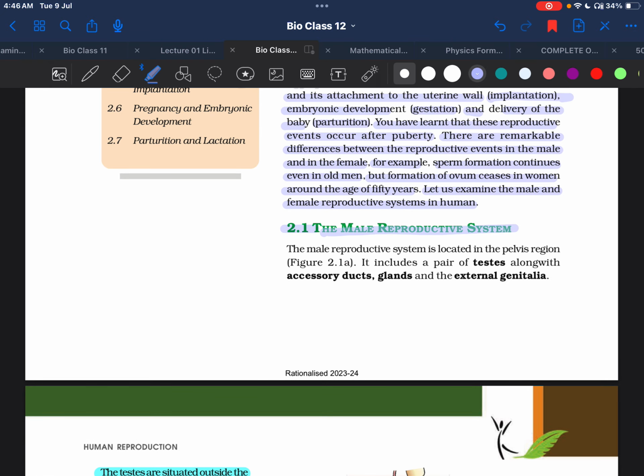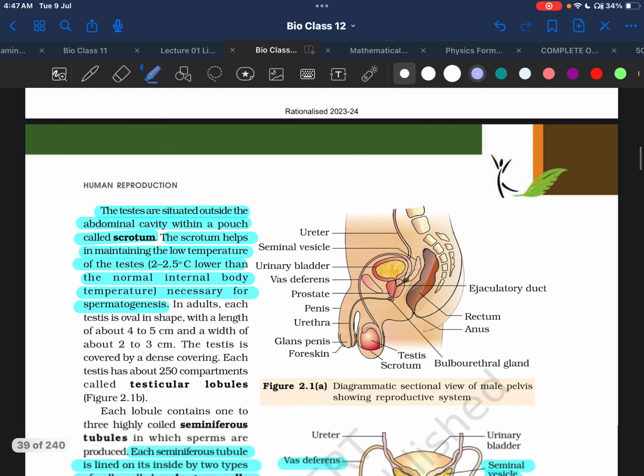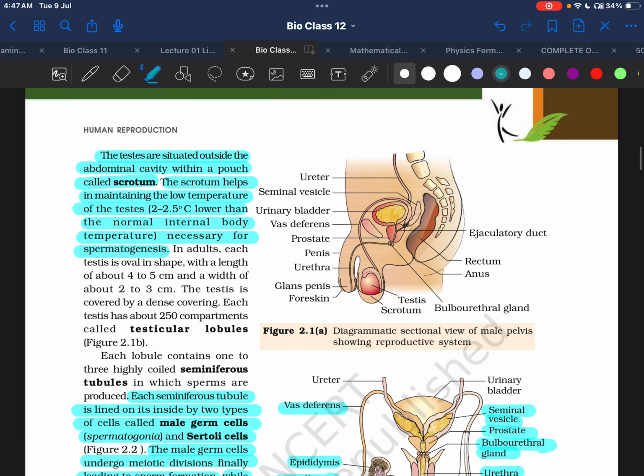2.1 The male reproductive system. The male reproductive system is located in the pelvis region. It includes a pair of testes along with accessory ducts, glands, and the external genitalia. The testes are situated outside the abdominal cavity within a pouch called scrotum. The scrotum helps in maintaining the low temperature of the testes, 2 to 2.5 degrees Celsius lower than the normal internal body temperature, necessary for spermatogenesis.